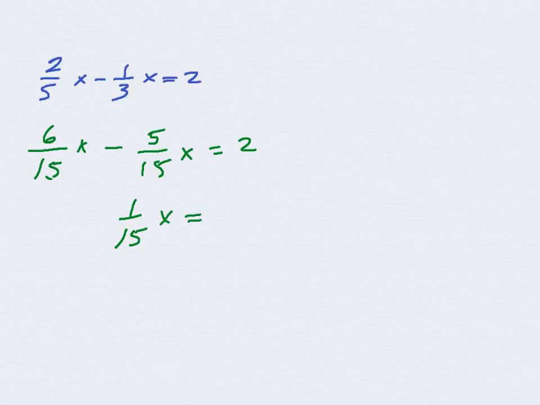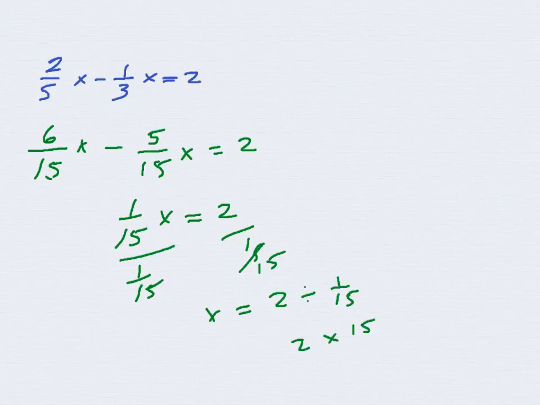Which way you do it, it doesn't matter. You want to solve for x, so you have to get rid of the coefficient, which is 1/15. If you divide both sides by 1/15, you're going to get 2 divided by 1/15, or 2 times 15 over 1, or an answer of 30. Go back and plug it in. 30 times 2 over 5 minus 30 times 1 over 3. Will that equal 2? And if it does, you know the answer is correct.